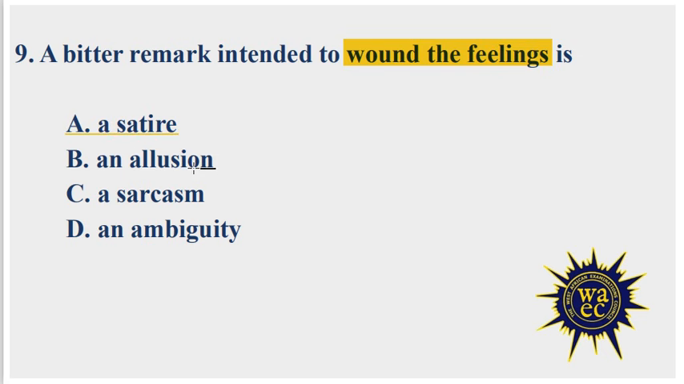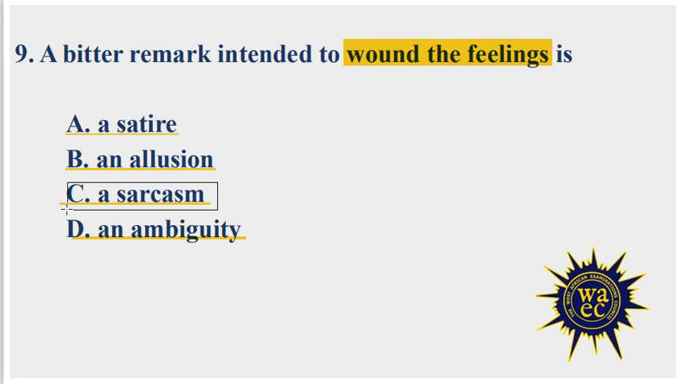Option B. Allusion is a reference to a person, a place, an event, or a literary work that is not directly mentioned but is expected to be recognized by the readers. Then option C. Sarcasm is a form of verbal irony where someone says the opposite of what they mean in order to mock or convey contempt. When you mock or show contempt, you actually wound someone's feelings. Then option D, ambiguity. This is a situation in which a word or a line of poetry has multiple meanings or interpretations.